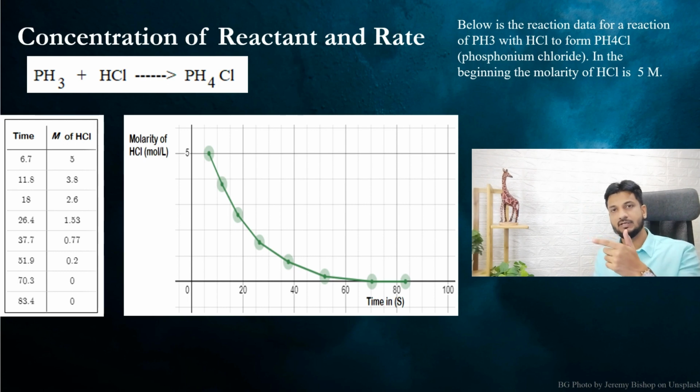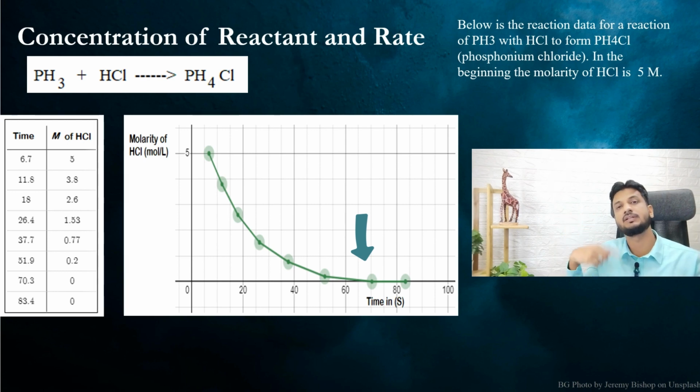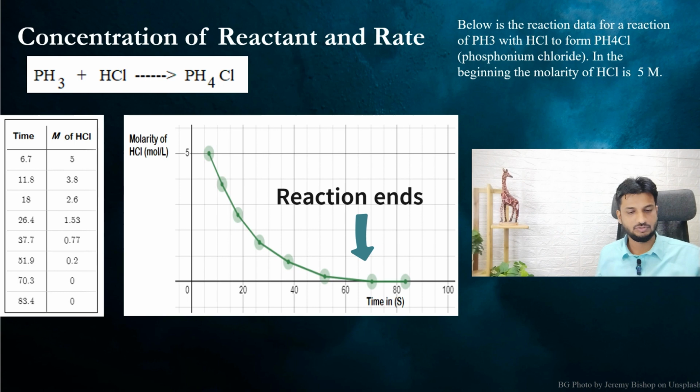So what does this indicate? This is generally asked in exam questions, that when does the reaction stop? Remember, when the change in concentration stops happening, we say that the reaction has stopped. In this case, the change in molarity has stopped at 70.3. At 70.3 we got a reading of 0, and at 83.4 seconds another reading was also 0. So this means that the entire HCl is used up and the reaction stopped. This type of question can be asked.